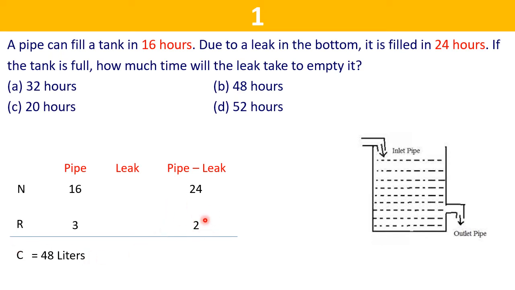It means what is the rate of leaking? Obviously 1 liter per hour, because 3 minus 1 equal to 2. So if 1 liter of water is leaking from the tank every hour, to empty the full tank, how much time is required? It is 48 divided by 1, which is equal to 48 hours. Option B.